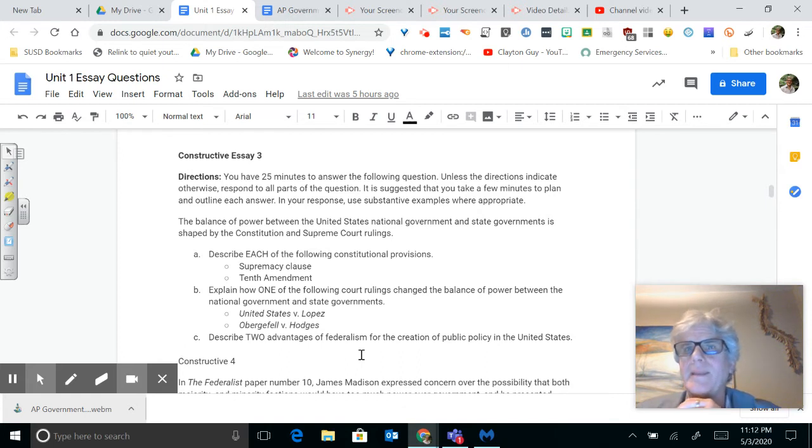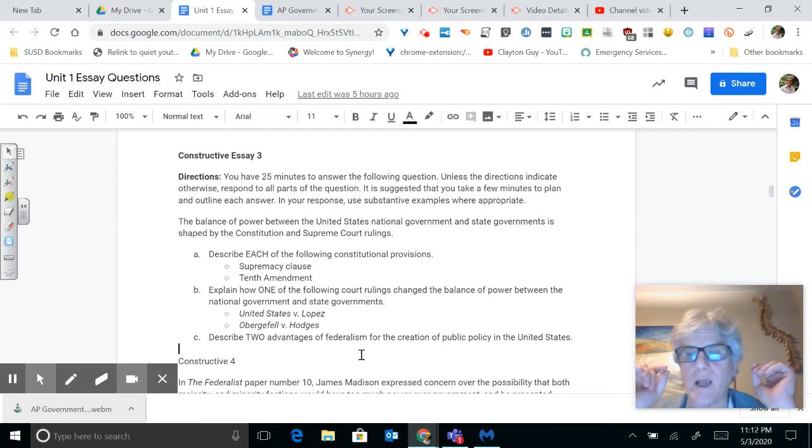Government, because they can only do those expressed powers: the power to tax, the power to regulate trade, the power to coin money, the power to declare war. If it's not related to one of those express powers, they can't use the implied powers.